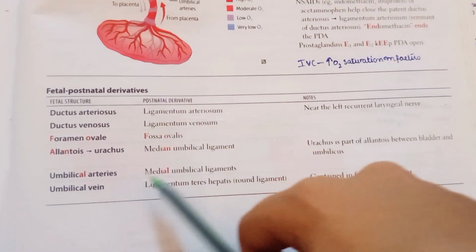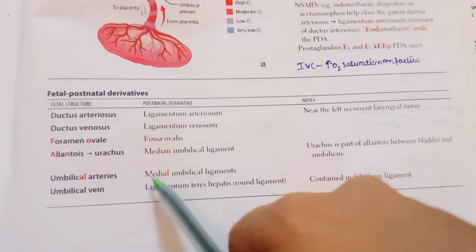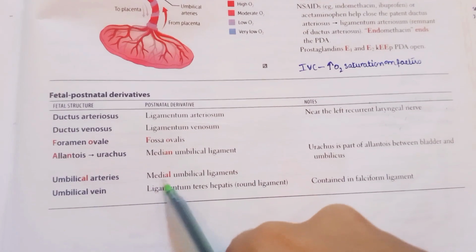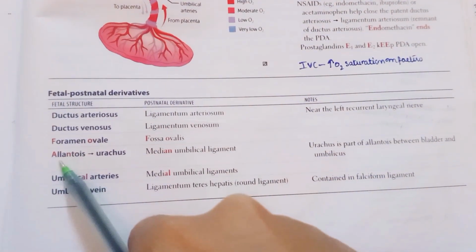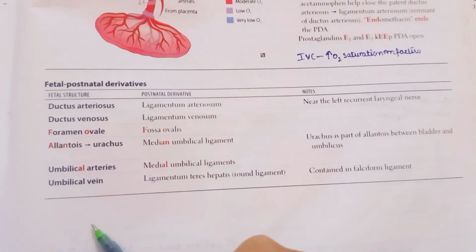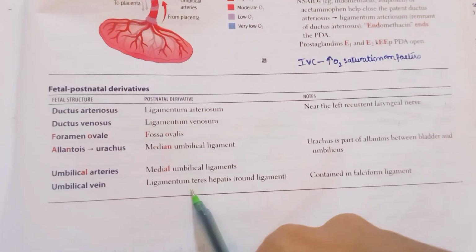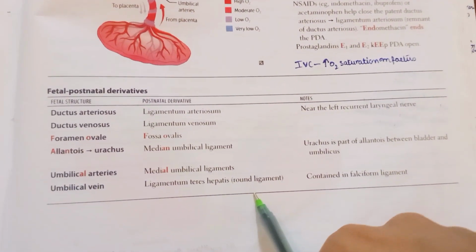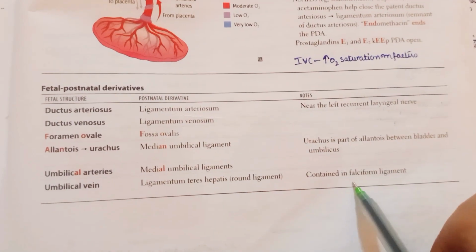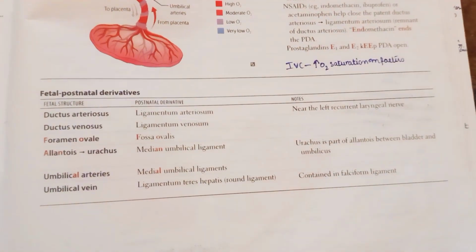Next, umbilical arteries form the medial umbilical ligament. Allantois forms the median umbilical ligament. Okay. Next, umbilical vein forms ligamentum teres hepatis, that is also called round ligament. It is contained within the falciform ligament now in adults. Okay, so this is fetal circulation.